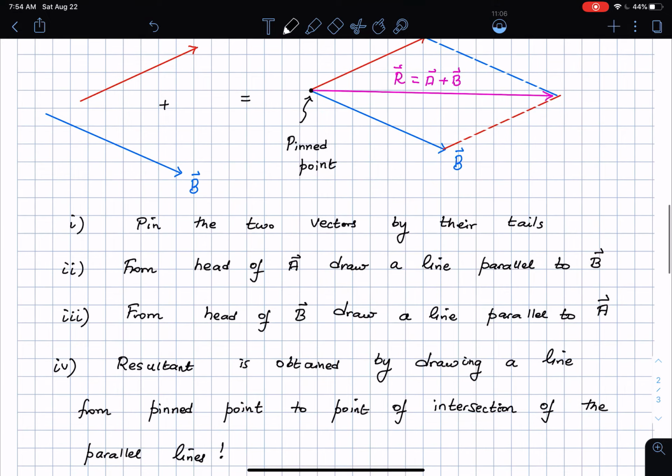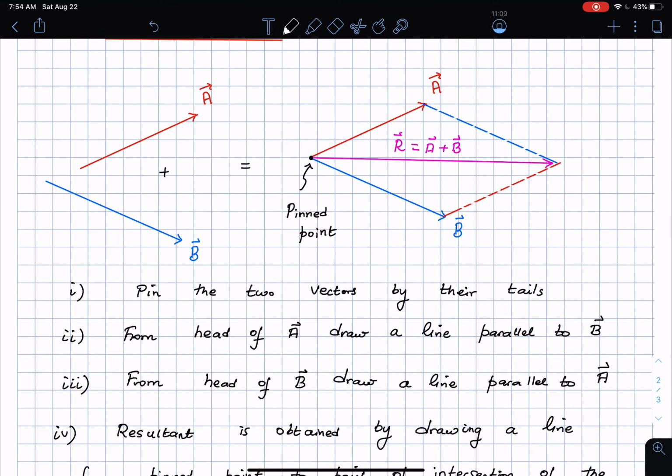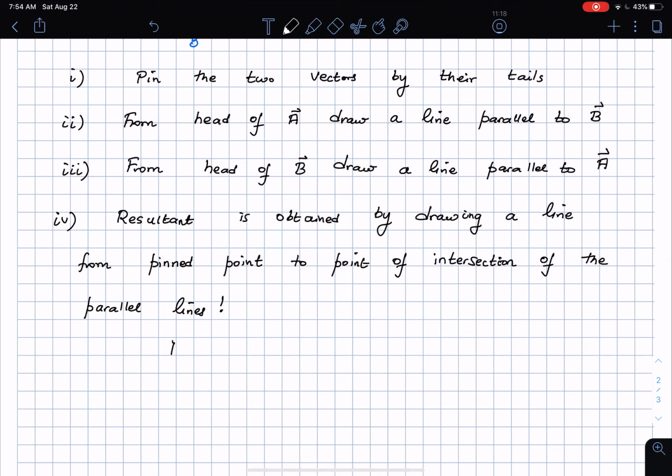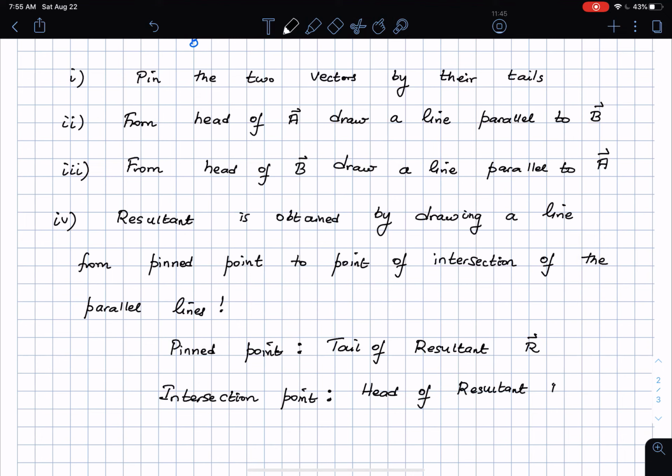And the important thing is the direction of the resultant. The resultant is always going to start from the pinned point and end at the intersection point. Okay, so the pinned point is going to be the tail of the resultant, which is capital R, and then the intersection point represents the head of the resultant, R.